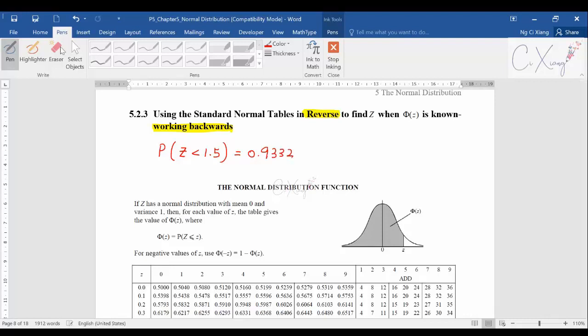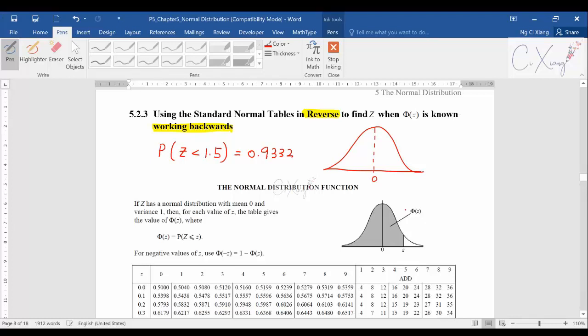But now it's the other way around. That means maybe they give you z smaller than a equals 0.9332, and they want you to find the a. So this is the meaning of working backwards, or the reverse way when you use the table. But before I show you the detail to solve the question, I want you to have a look at this equation first. When we are talking about this equation, you need to have a graph in your mind. How will it look?